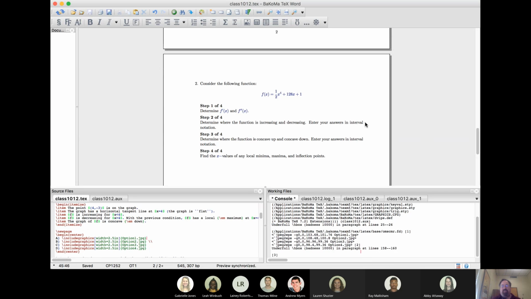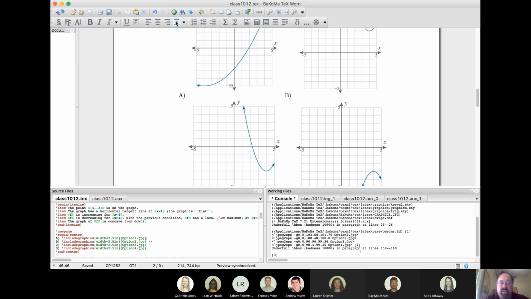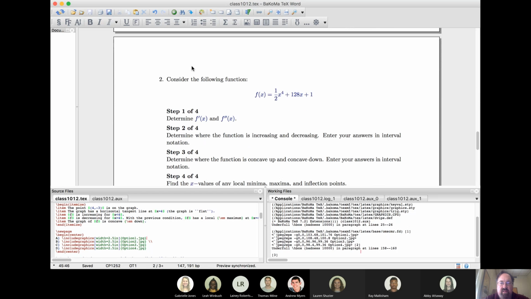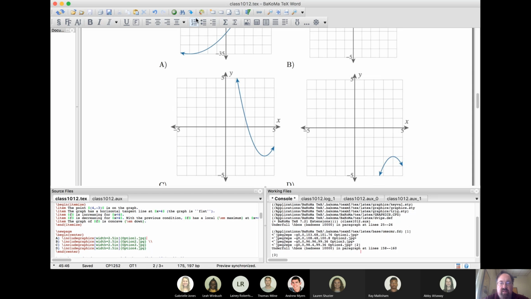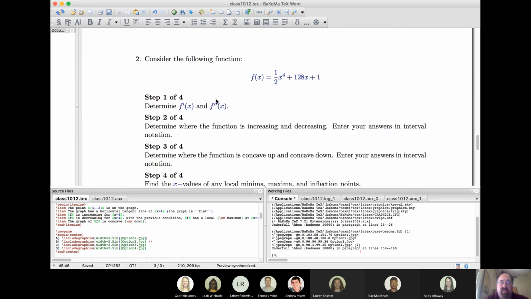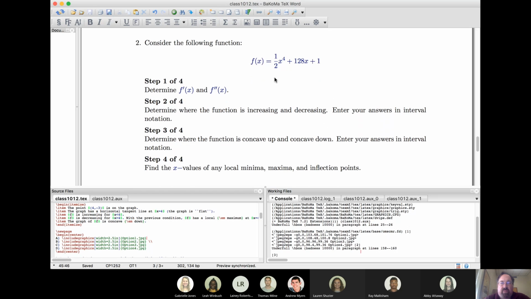Now, for the second, and believe it or not, last problem in this lesson. So let me zoom in now. Okay, so here we're given a formula for a function, and we're asked to gather certain pieces of information about it. Where is it increasing, decreasing? Where is it concave up, concave down? These follow from the first and second derivatives, respectively, that you need to obtain in the first part.